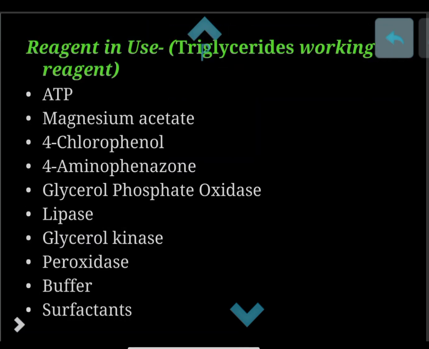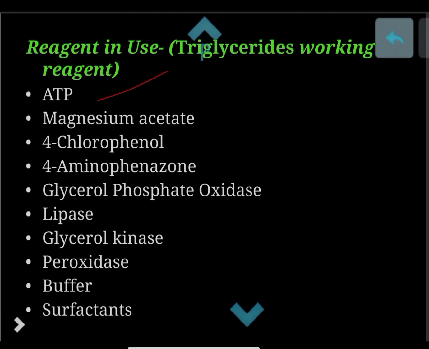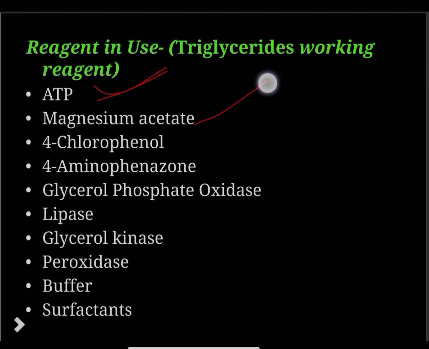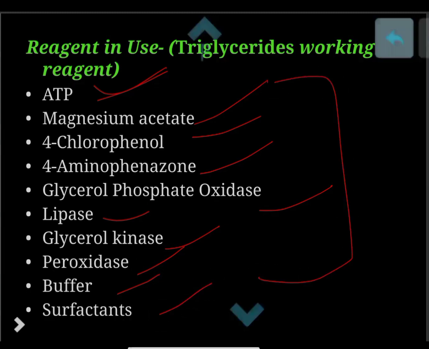Okay, so next, the reagents which are used in the estimation of triglyceride. What are the components of the reagent? What is added in the reagent are ATP, magnesium acetate, 4-chlorophenol, 4-aminophenazone, glycerol phosphate oxidase, lipase, glycerol kinase, peroxidase, buffer, and surfactant. These are the composition of the reagent which is used for the estimation of triglyceride.